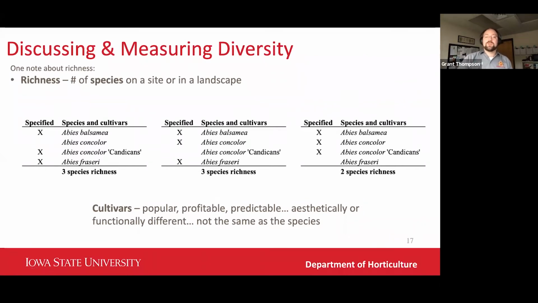And cultivars are, of course, important because they're popular, they're profitable, they're predictable. They often have some superior characteristics, whether it's form, color, disease resistance, something that we desire in the landscape, which is why we specify them. But they are not the same as the true species. And again, cultivars are generally not considered in forestry research or urban forestry research because there's just really not an analog. But I hope to convince you by the end of this presentation that maybe we need to consider cultivars a bit more.